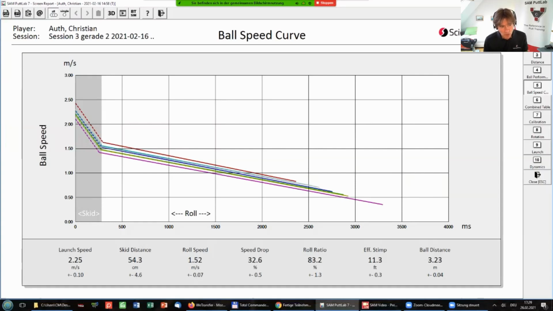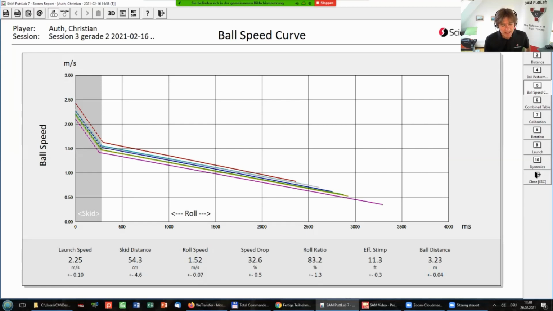You lose much more energy in the skid phase because the kinetic energy is translated into roll energy. And once the ball starts rolling, this is a timeline down here, it's on a more or less stable linear deceleration. Certainly if you play a break, it would not be completely linear because in the beginning it might be more uphill and then more downhill. But on a straight putt, this is a linear deceleration.